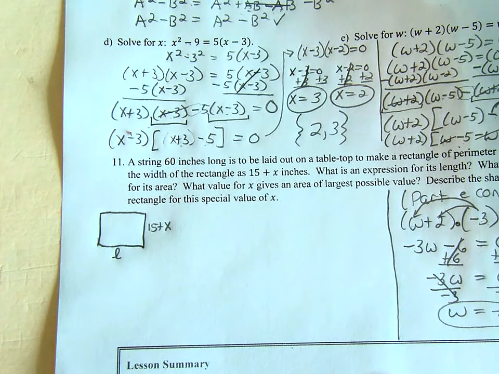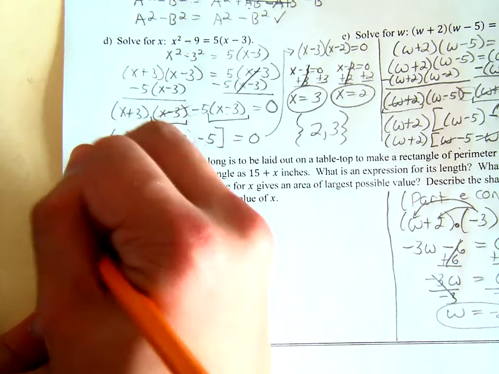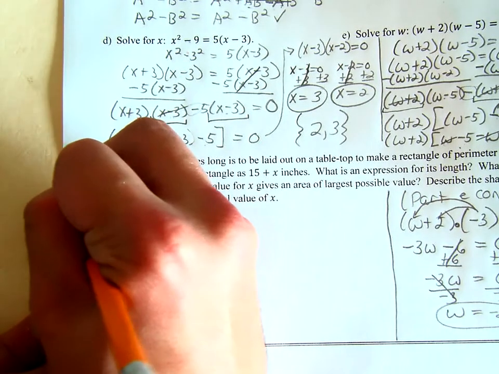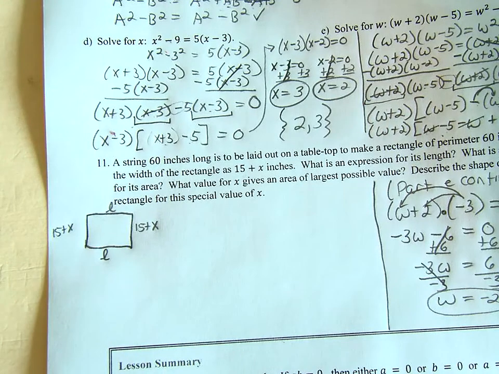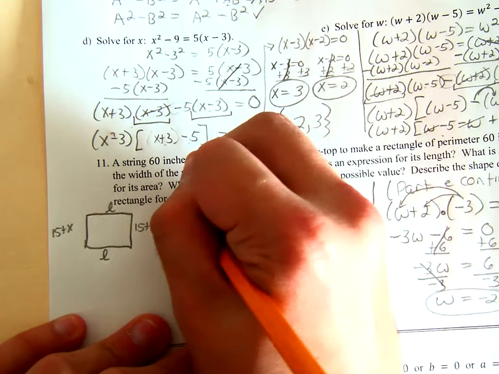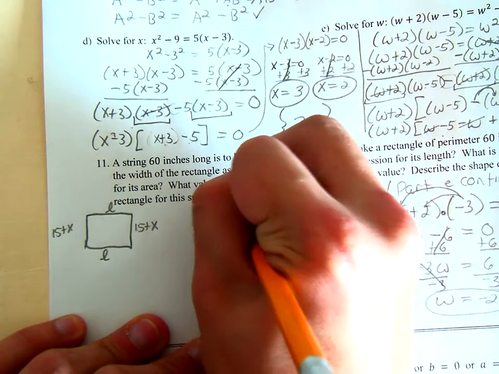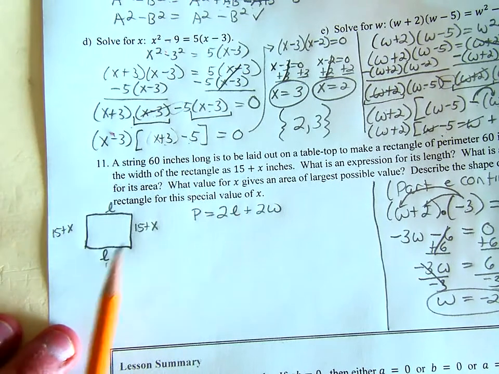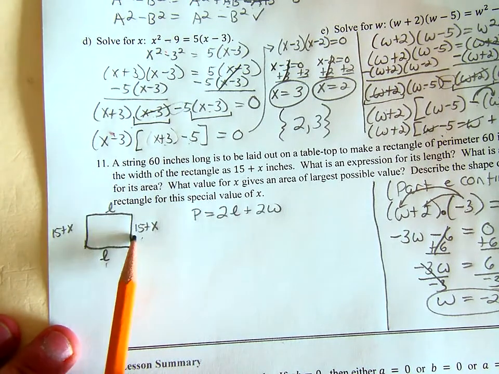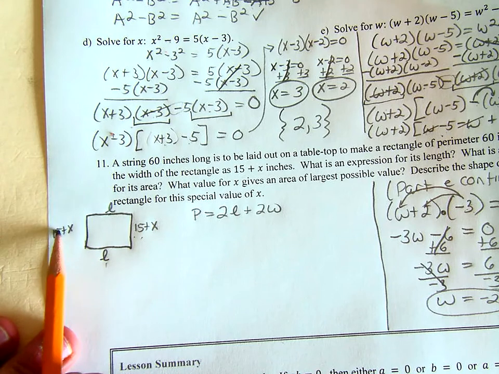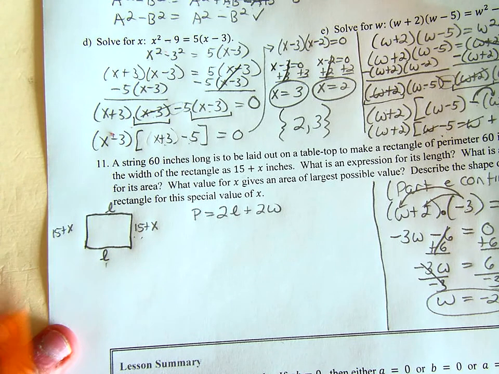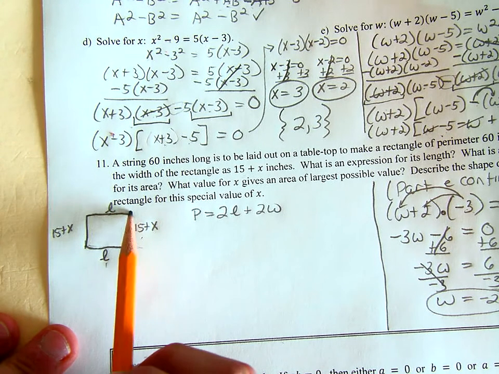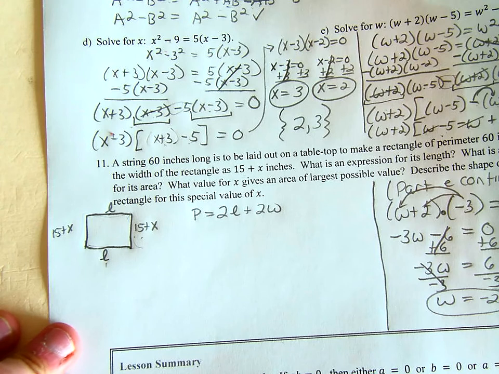So looking at this, we have on this side will also be length, and on this side will be 15 plus x. If we wanted to find the perimeter, we could say that the perimeter is equal to 2 length plus 2 width. Or we could just add length, the L, plus 15 plus x plus L plus 15 plus x if we wanted to. That would also give us the perimeter. We're looking for around the perimeter.